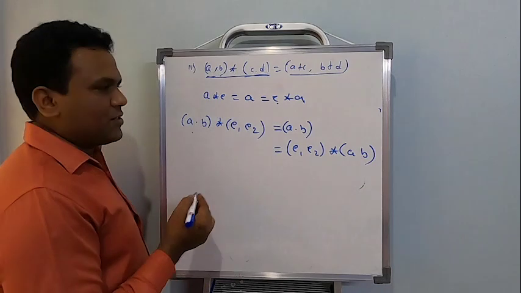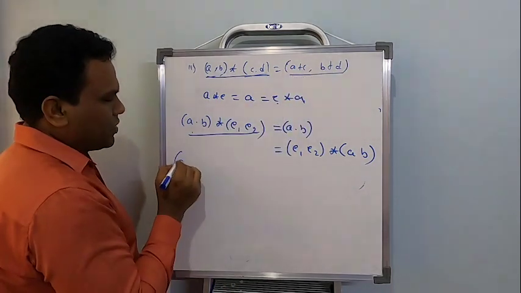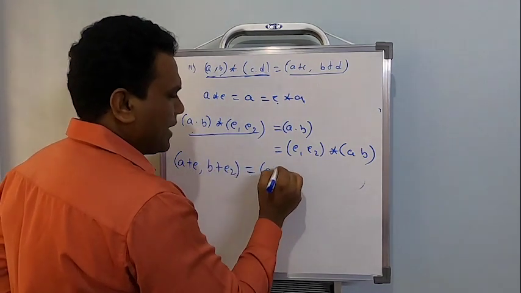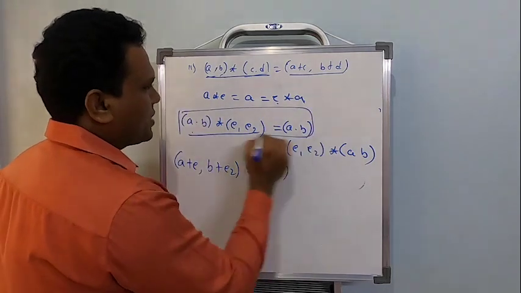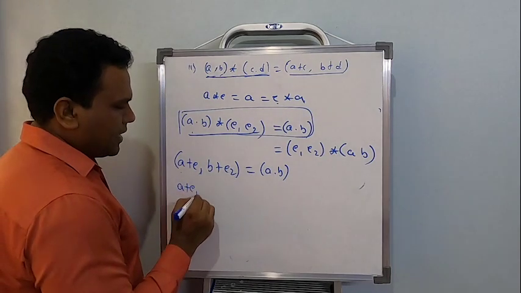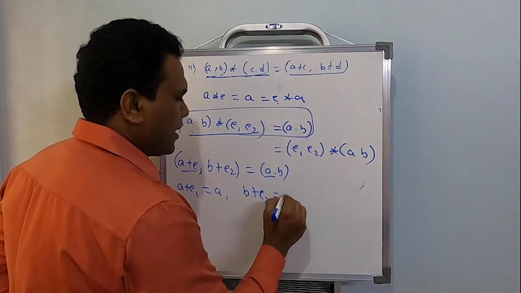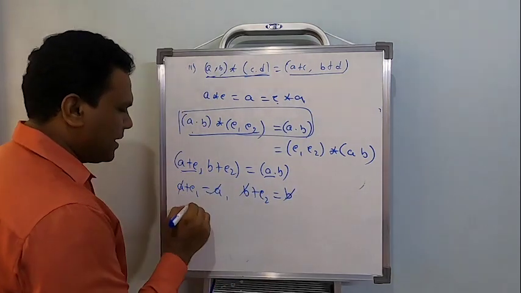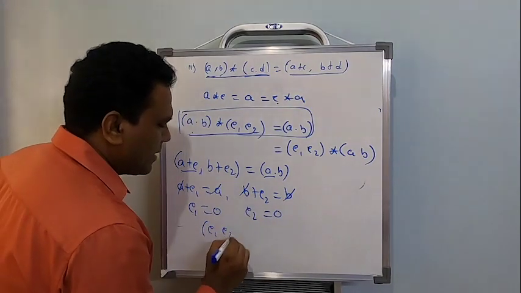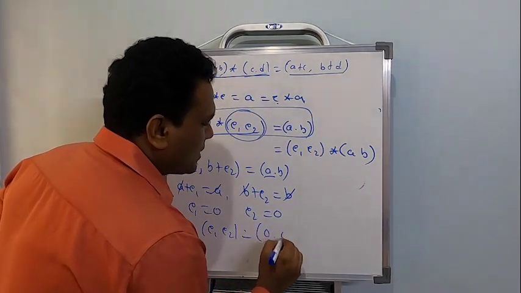Is it possible? Let us check. Now, if I apply the definition which is given here, this will become (A plus E1, B plus E2), which will be equal to (A, B). I am just taking only the first portion. Now, let me equate this. A plus E1 should be equal to A, first elements are equal. Then B plus E2 should be equal to B. Eliminate B, eliminate A. E1 equals 0, E2 equals 0. Therefore, (E1, E2), which I assumed as identity, now becomes (0, 0).